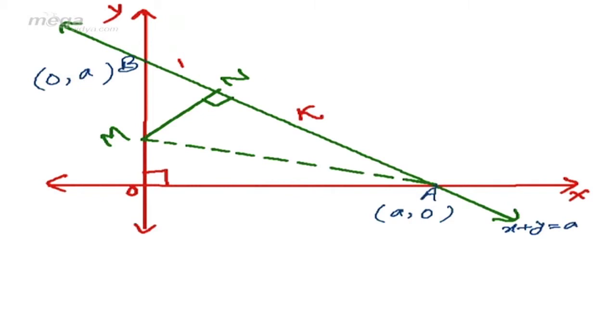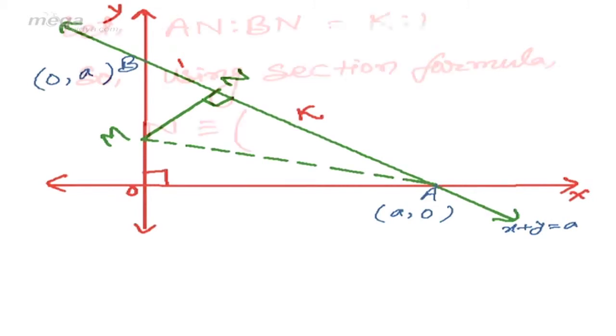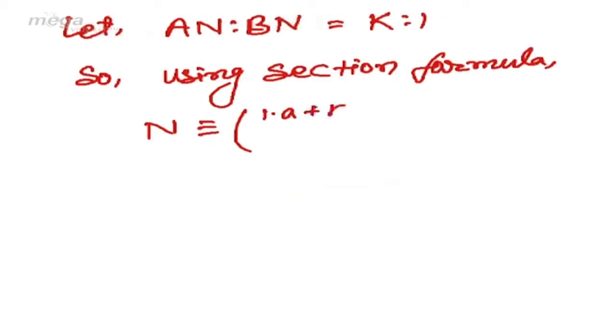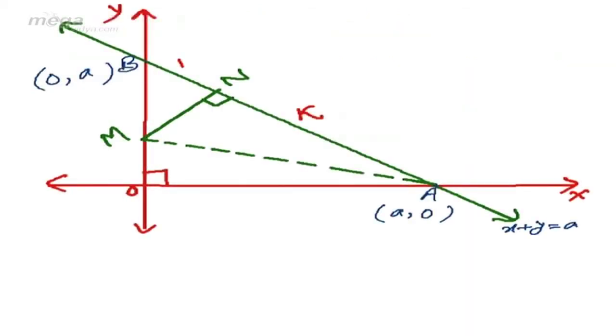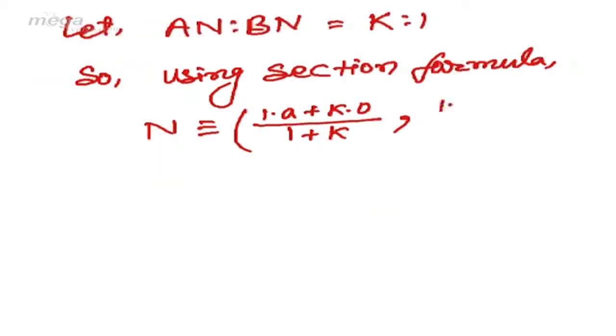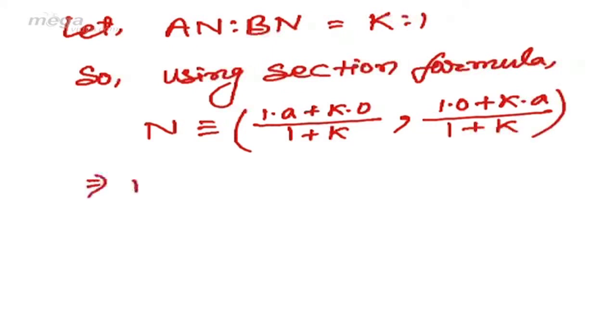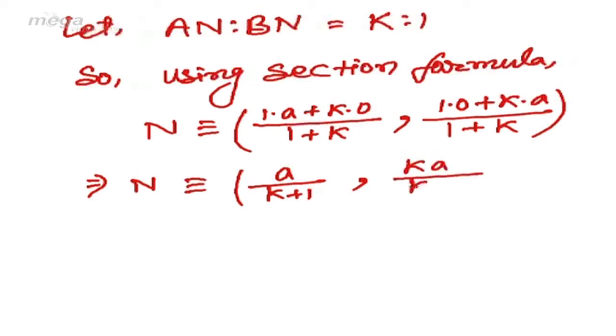The coordinate of N is (1 into a plus k into 0) divided by (1 plus k), comma. Next, for the y coordinate of N, it will be (1 into 0 plus k into a) divided by (1 plus k). So finally you will get the coordinate of N as a upon k plus 1, comma, ka upon k plus 1.